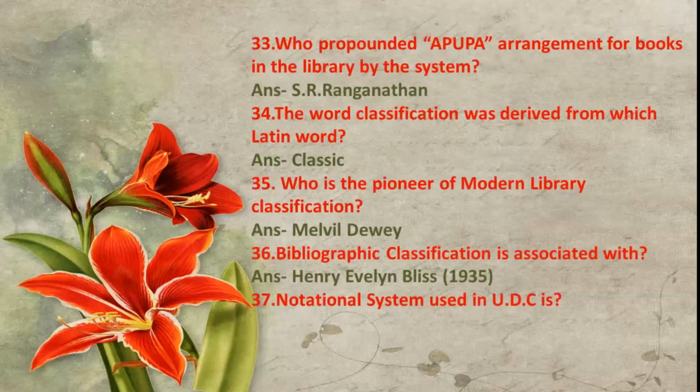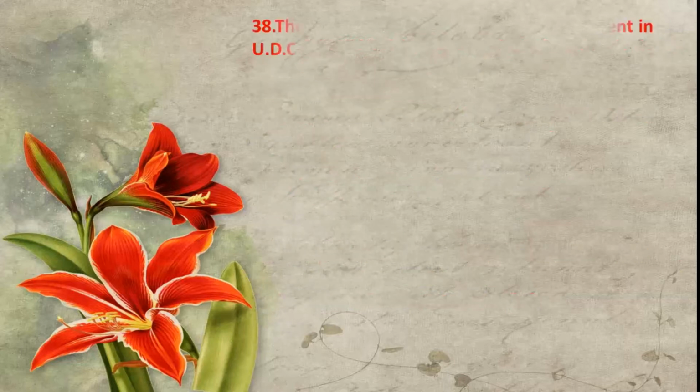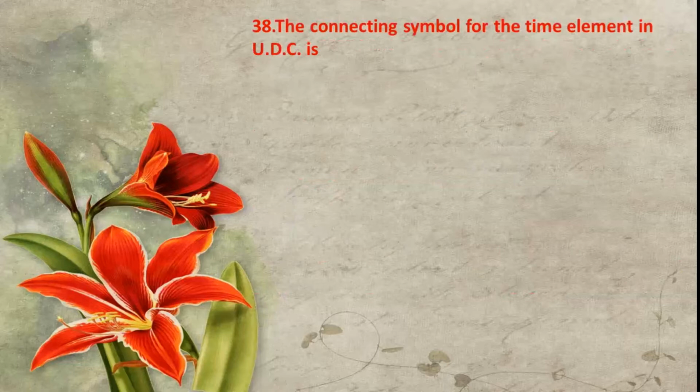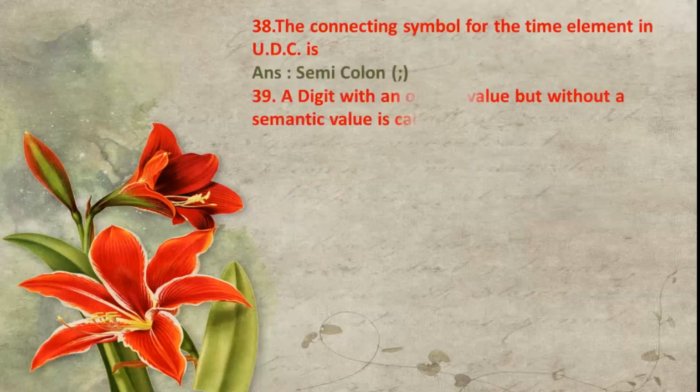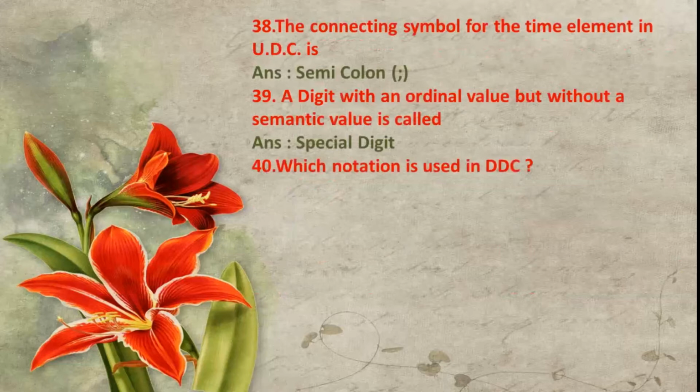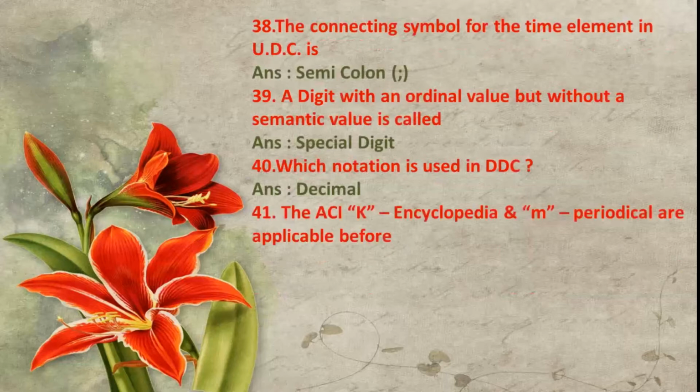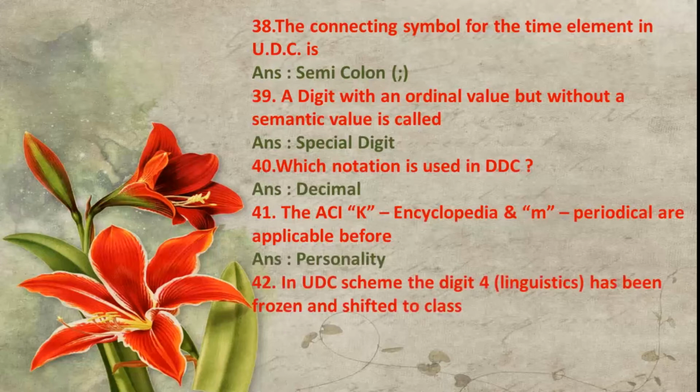Notational system used in UDC is mixed. The connecting symbol for the time element in UDC is semicolon. A digit with an ordinal value but without a semantic value is called special digit. Which notation is used in DDC? Decimal. The encyclopedia and periodical are applicable before personality.